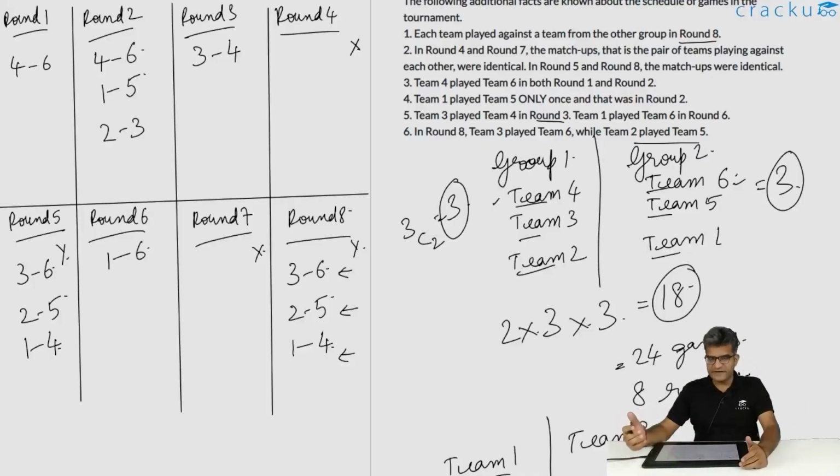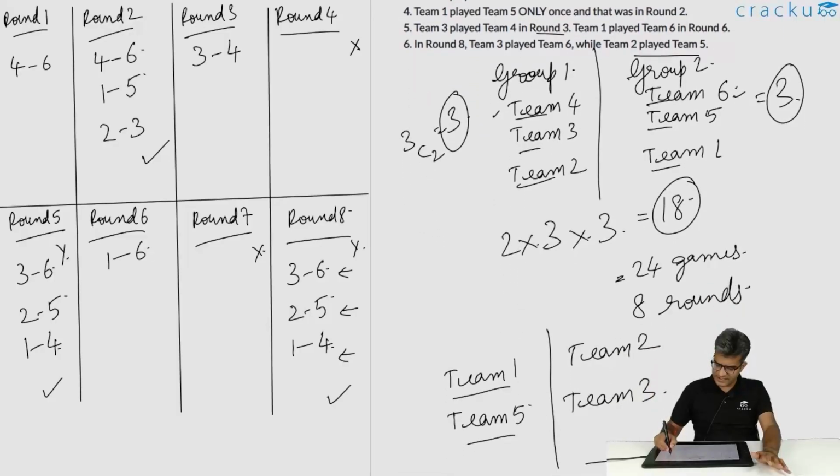Now, we have identified round 2, all the 3 matchups. We have identified round 5, all the 3 matchups. We have identified round 8, all the 3 matchups. The only matchups which are essentially remaining are round 4, round 7, round 1, round 3 and round 6. Let us try to get a handle on what exactly we have done and what exactly is remaining.